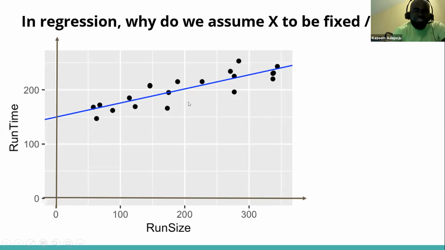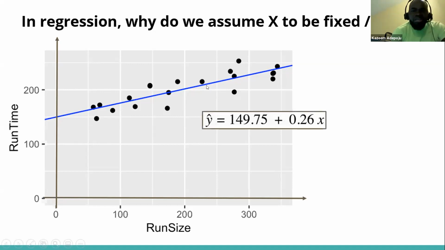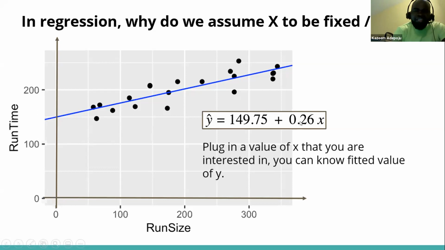Of course, as you can see right here, this is a scatter plot and this is a line of best fit. And of course, we are able to obtain the estimate of the beta naught and the estimate of the beta 1. And what I have there is a fitted model. And we believe that when I plug in the value of X into this model, then I can actually fit the value of Y. Okay, that's our assumption right here.